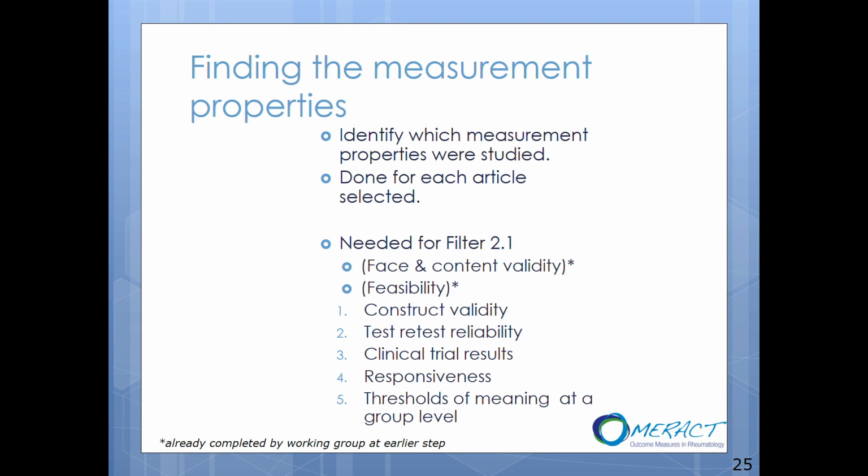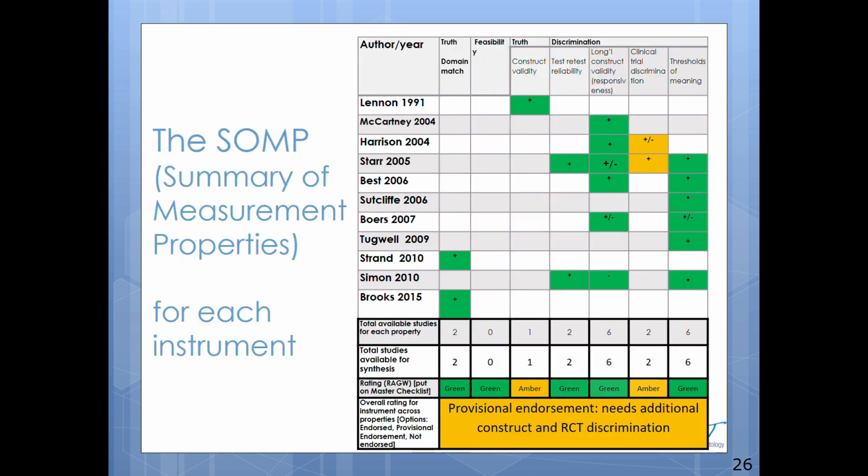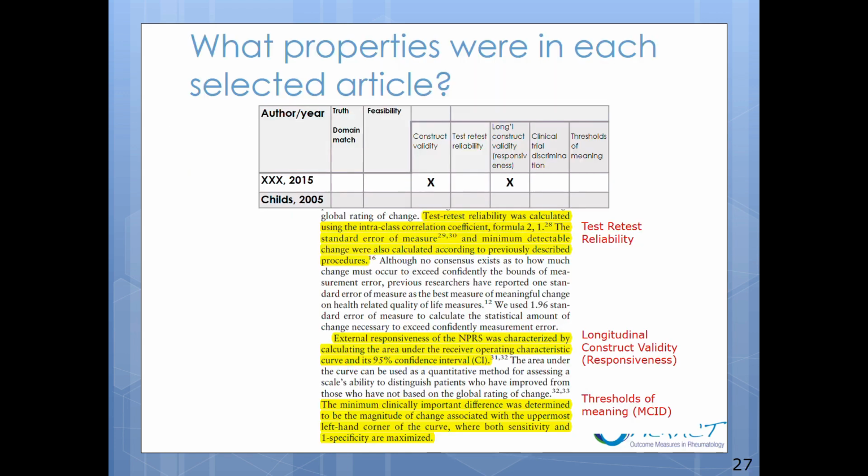But the 5 properties that we're really after are those of construct validity, test-retest or inter-rater reliability, the clinical trial results, responsiveness or longitudinal construct validity, and the thresholds of meaning. And then we start to enter them into a summary of measurement properties table. And this really, you'll do lots of work and it all gets summarized onto this one table. And this is the final product, and what we're going to do is show you how we build this summary of measurement property table.